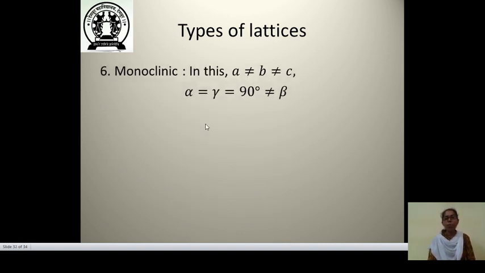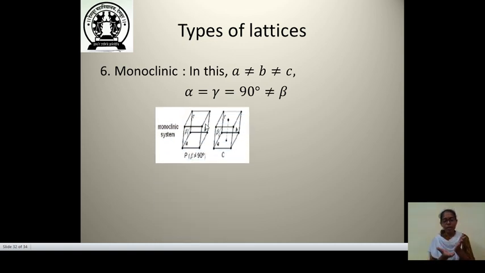After that, monoclinic. For monoclinic, the lengths of the three vectors are A is not equal to B, and not equal to C either. The angles alpha and gamma are 90 degrees, and they are not equal to beta. This is the condition for the monoclinic.